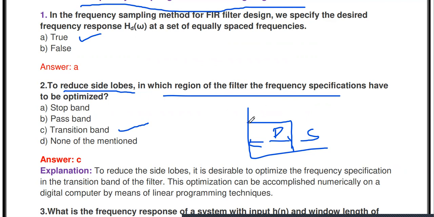But practically we will not get a response like that. We will get a response like this. After the pass band, the region between the pass band and stop band is called the transition band. Transition band means that during these frequencies the gain of the filter slowly reduces. So in the transition band, in order to reduce the side lobes, we have to take the frequency specifications in this region.